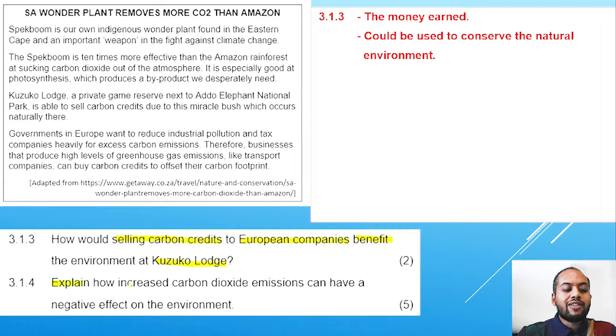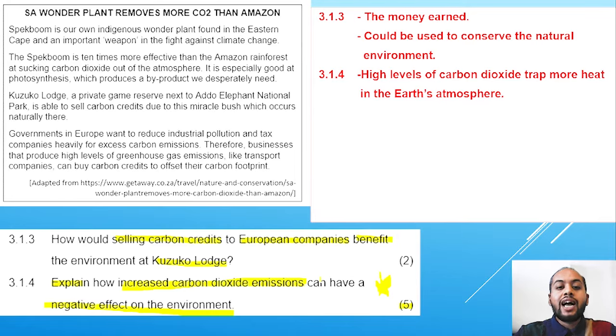3.1.4, explain how increased carbon dioxide emissions can have a negative effect on the environment for 5 marks. This question is extremely important. Please ensure that you are able to answer something like this. I'm going to repeat the question. Explain how increased carbon dioxide emissions have a negative effect on the environment.